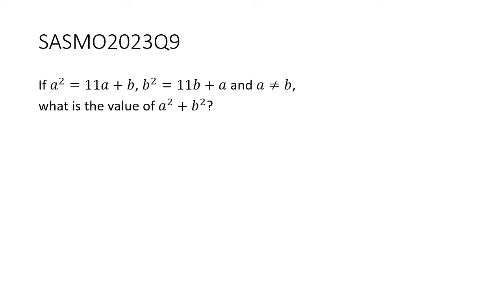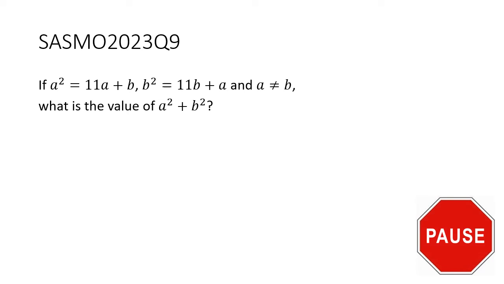Question 9, we are told that a squared is equal to 11a plus b, b squared is equal to 11b plus a, and we're also told that a is not equal to b, so what is the value of a squared plus b squared? Pause the video here and give this question a good try.